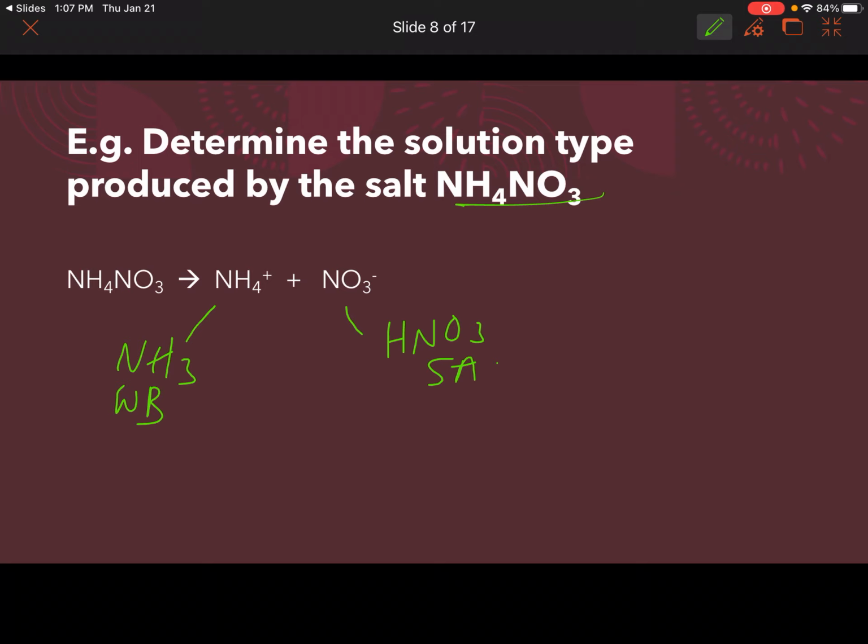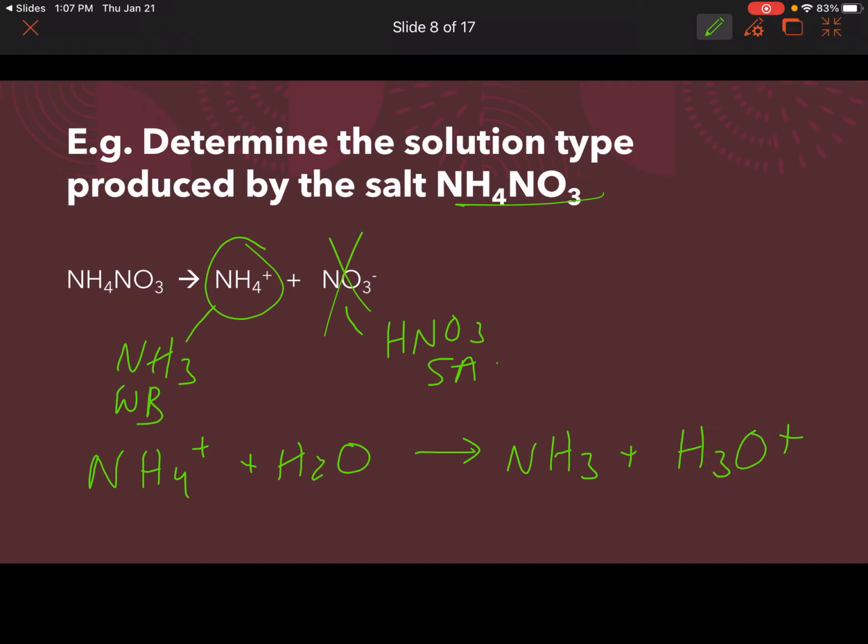Now a strong acid will have a weak conjugate base. So that means I don't need to worry about the NO3 minus. It is not going to hydrolyze because it's weak. But I do need to worry about this NH4 plus. NH4 plus came from a weak base, which means it is a strong conjugate acid. So the NH4 plus will hydrolyze, so it will react with water, and you should write your equation down, and that's going to become NH3 plus H3O plus. So that NH4 plus is going to act as the acid, donating a proton to the water. And because of the presence of H3O plus, we know that the pH will be acidic.